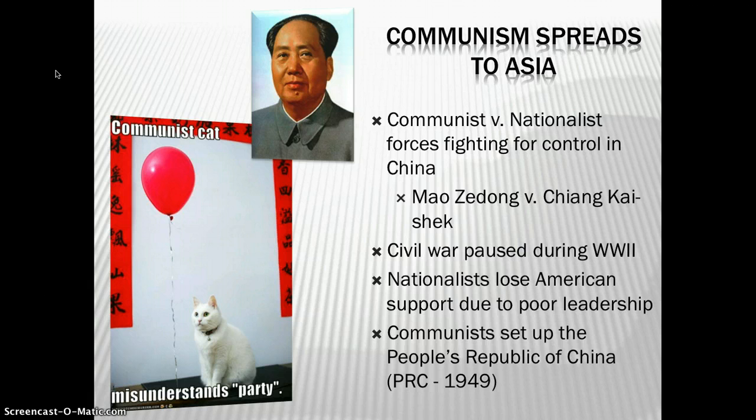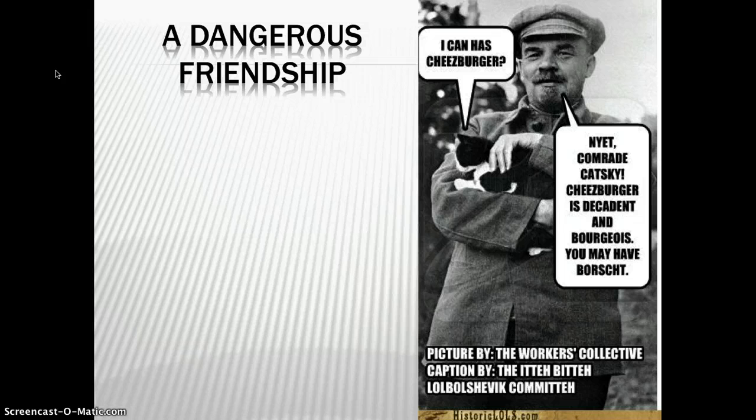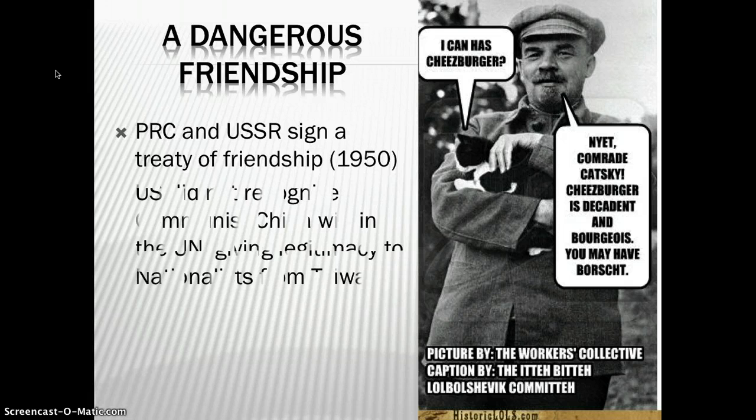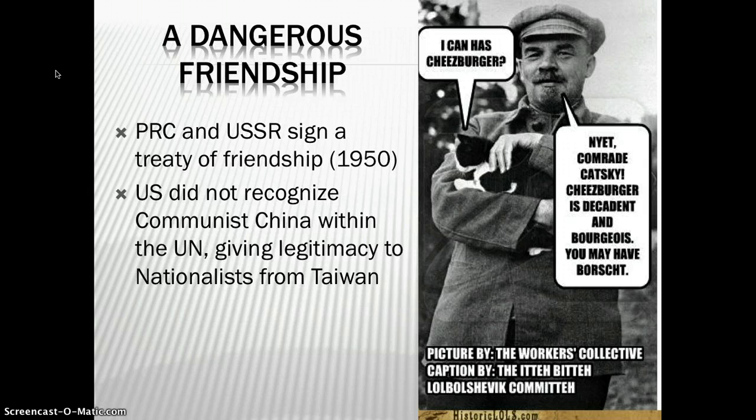This is going to be very frightening for the United States because China is then going to turn to a very close neighbor, Russia, the Soviet Union, who is also a communist country. They signed a treaty of friendship in 1950, and so the United States has now lost its main ally in Asia.